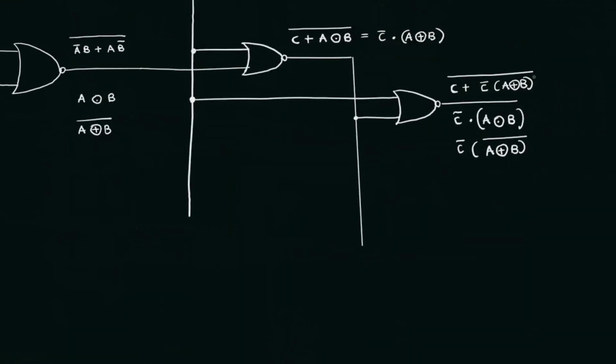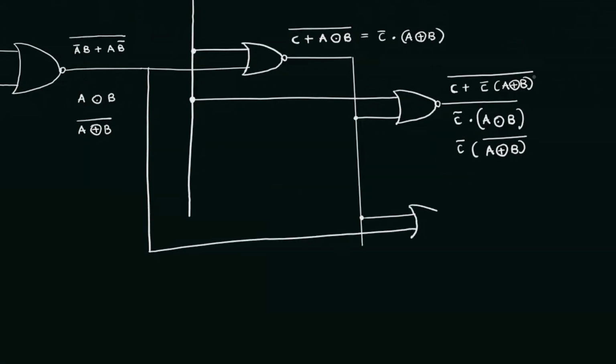Now what we are going to do is send the intermediate output C bar into A XOR B, along with A XNOR B. We are going to send these two through another NOR gate. So what will it result in?